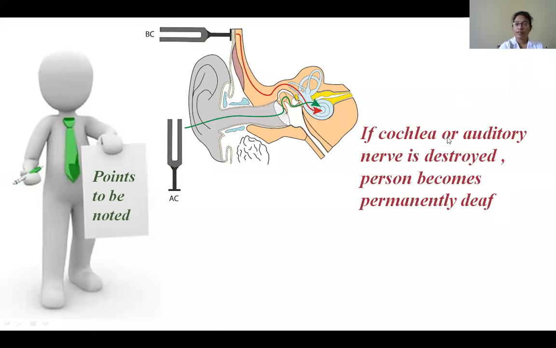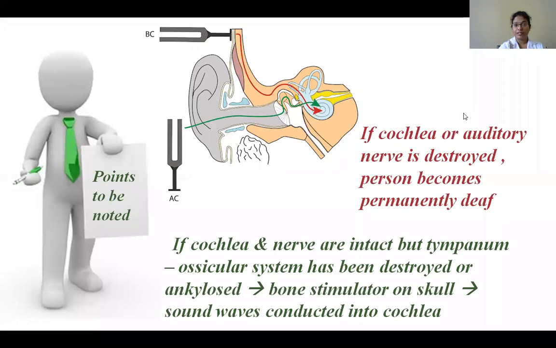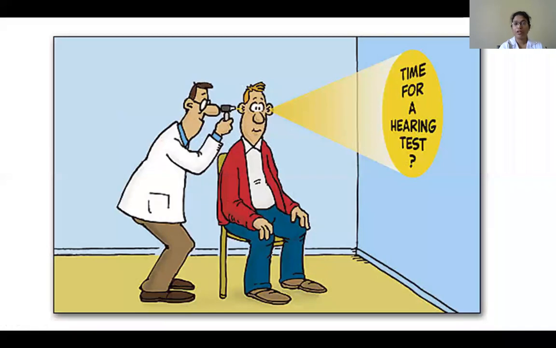So if the cochlea or the auditory nerve is destroyed, the person will become permanently deaf, or it is also known as a non-functional ear. But if the inner ear and the nerve are intact, but the tympanic membrane or the ossicles have been destroyed or damaged, the bone stimulation will cause conduction of sound to the cochlea. So for the person to hear the sound, the most important structures are the cochlea and the auditory nerve.